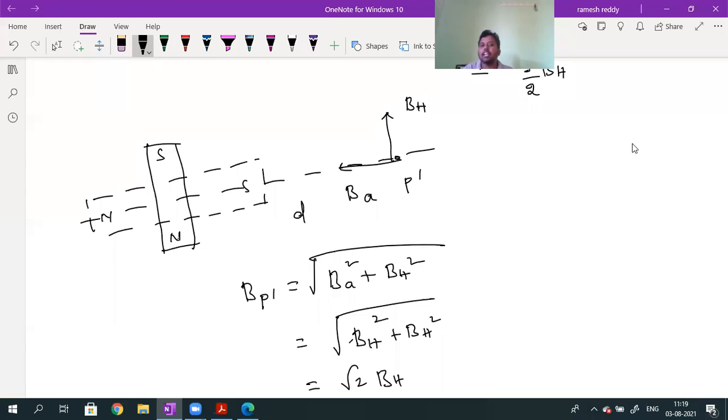In this way, if you know the directions properly, the BH direction will always be from south to north. This direction will not change. Only these other directions are going to change, based on whether point P lies on the axial line or the equatorial line. Whenever point P lies on the axial line, what is the resultant magnetic field? Whenever point P lies on the equatorial line, what is the resultant magnetic field?